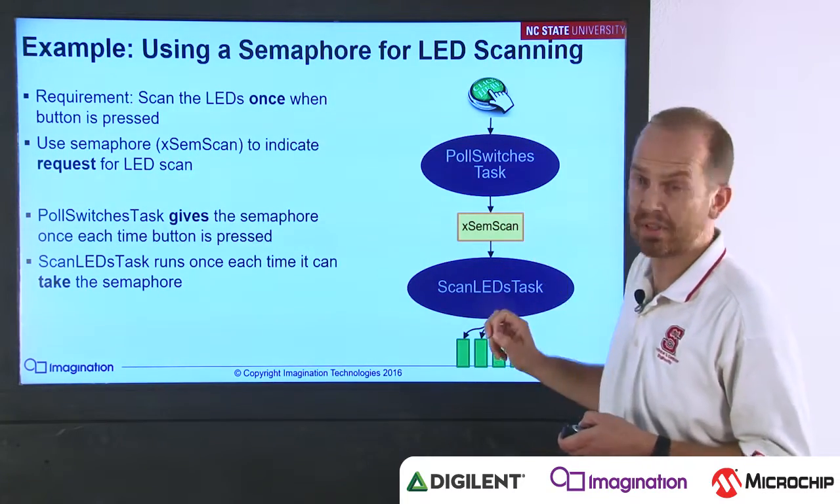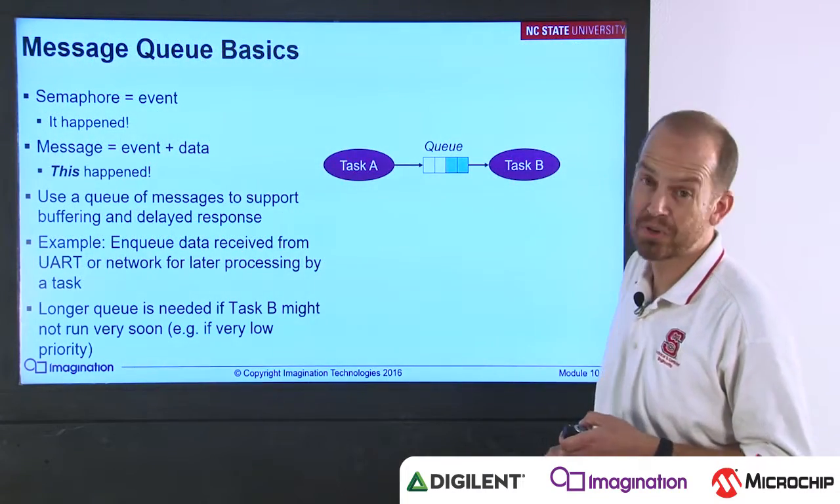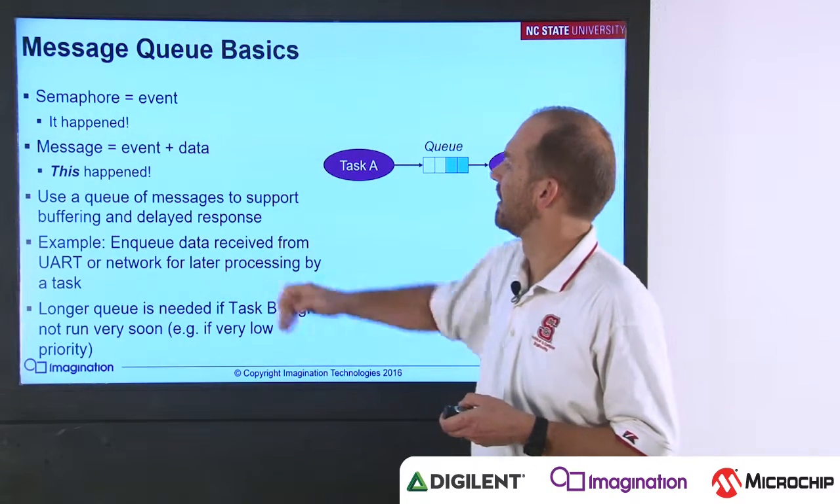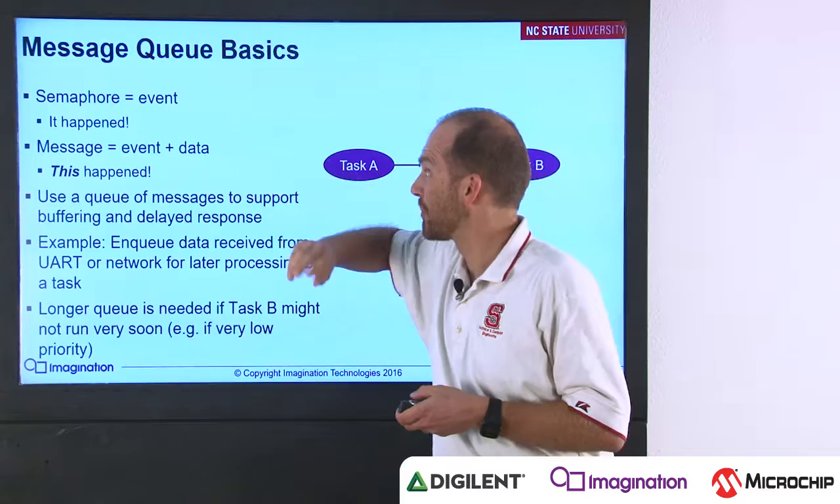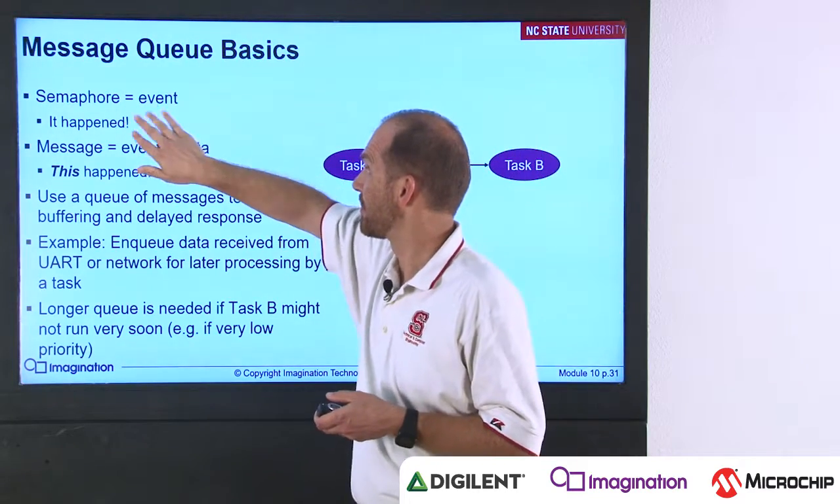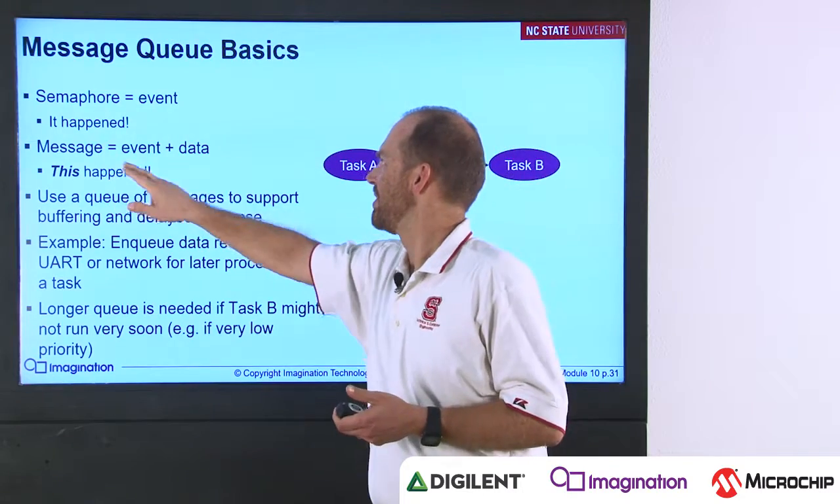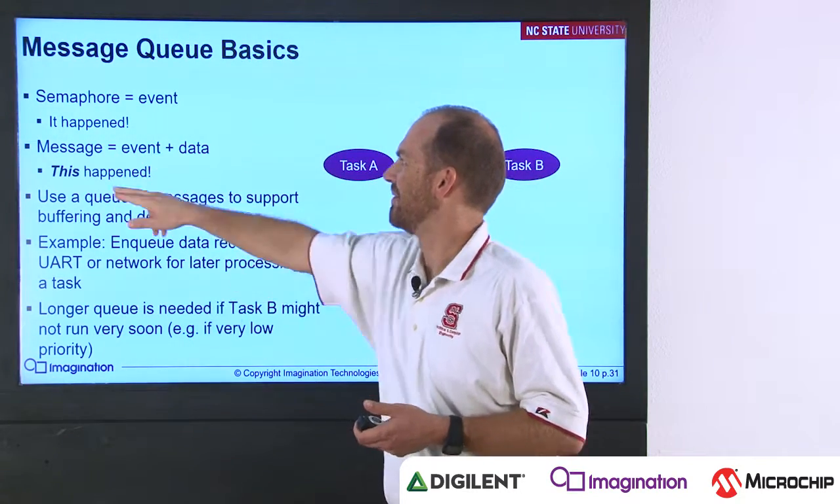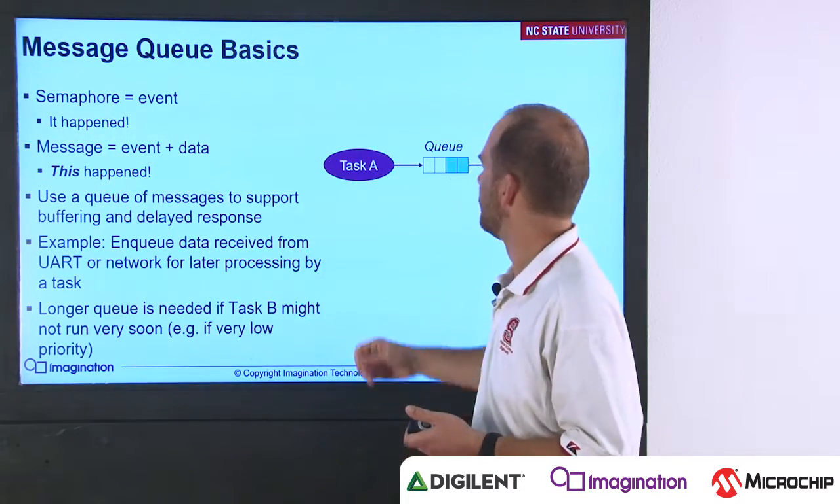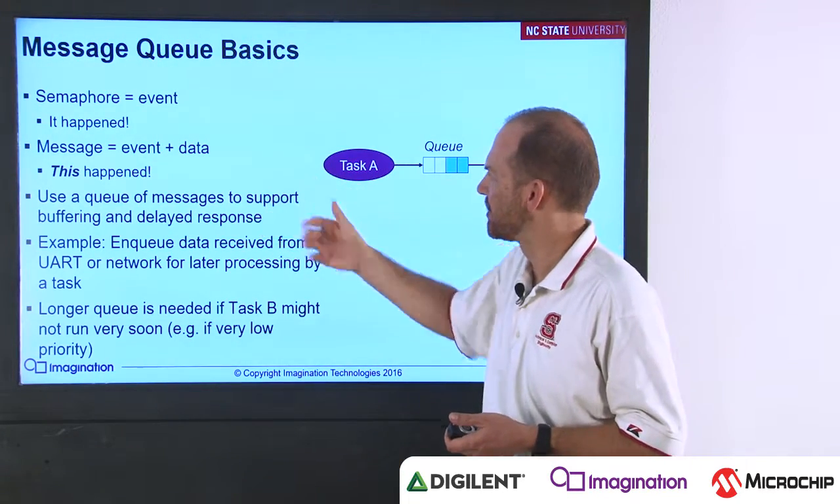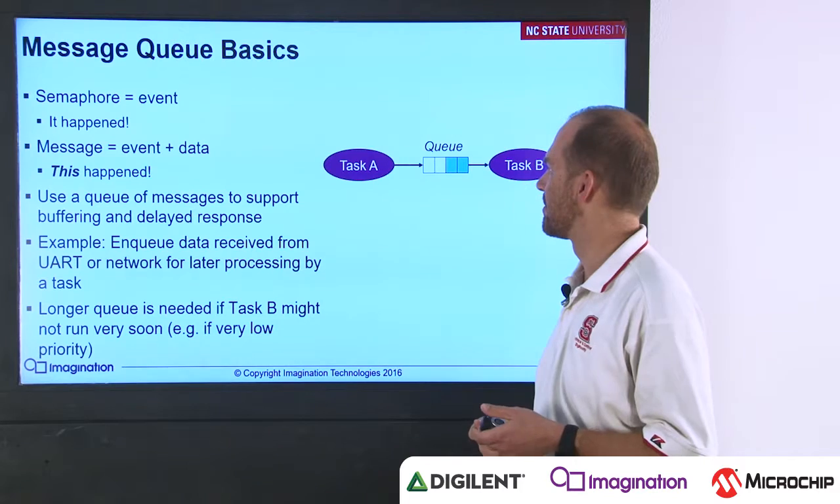So this is an example in the demonstration code. We also look at message queues and how they're different from semaphores. So a semaphore is essentially an event. Something happened. A message is an event plus data. This happened. So we need to pass that additional information, and we use a message for that in FreeRTOS.